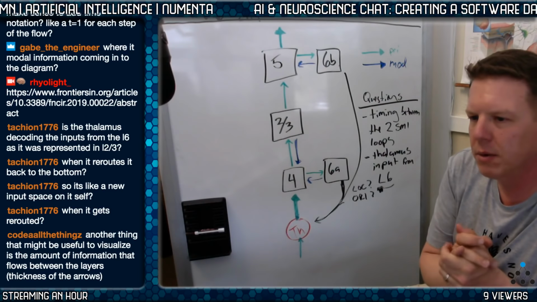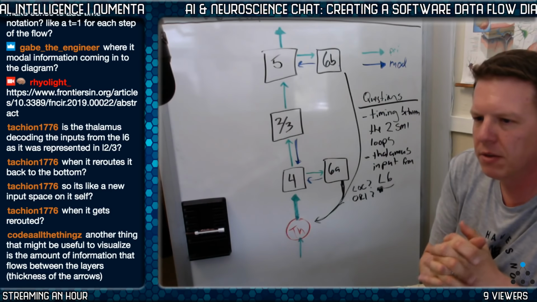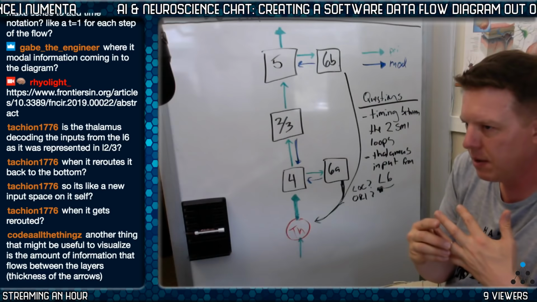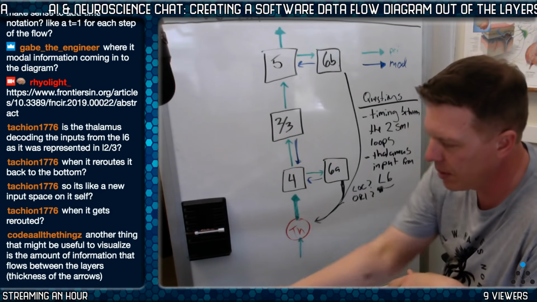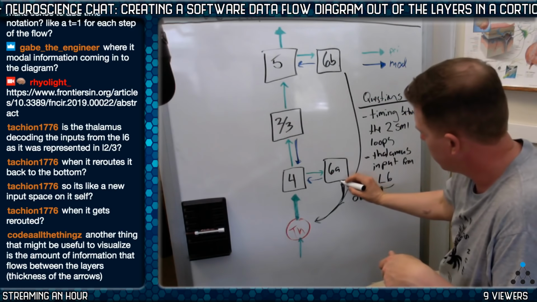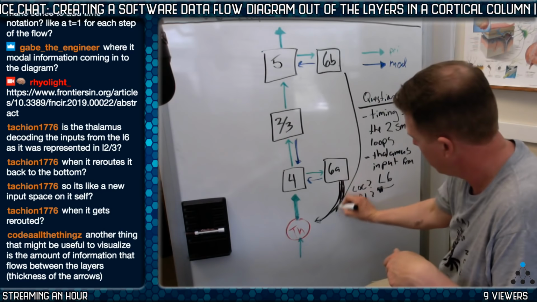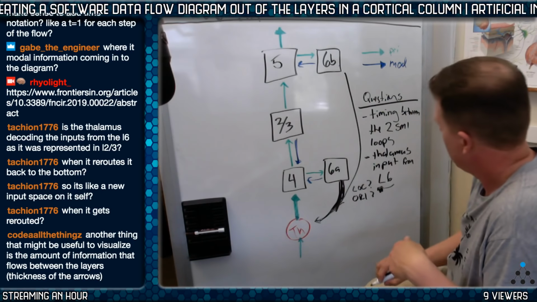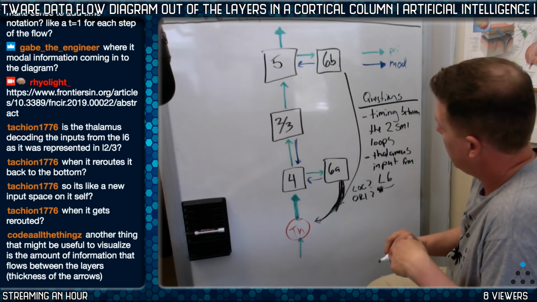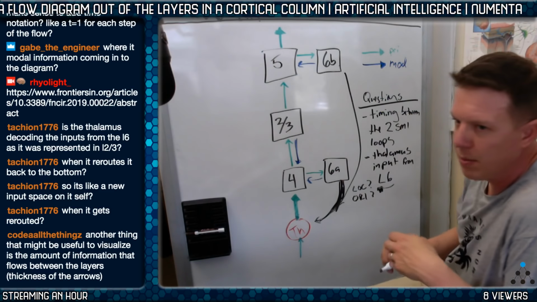Will says another thing that might be useful to visualize is the amount of information that flows between the layers. Yeah, that's true. Like, for example, I know this is super thick. This is super thick. Yeah. And I'm sure that people know this.